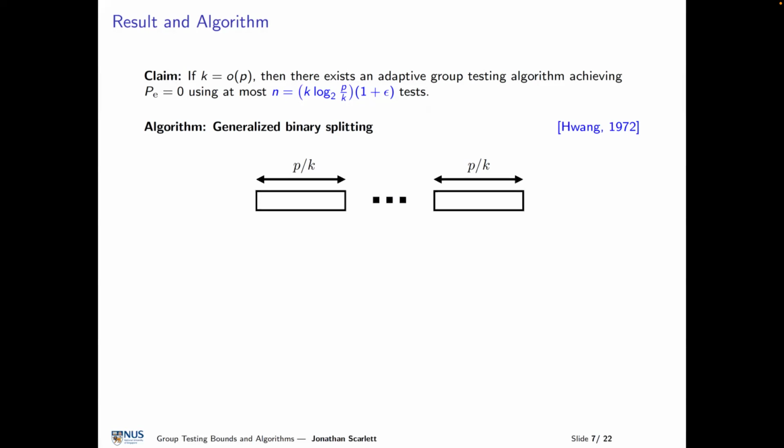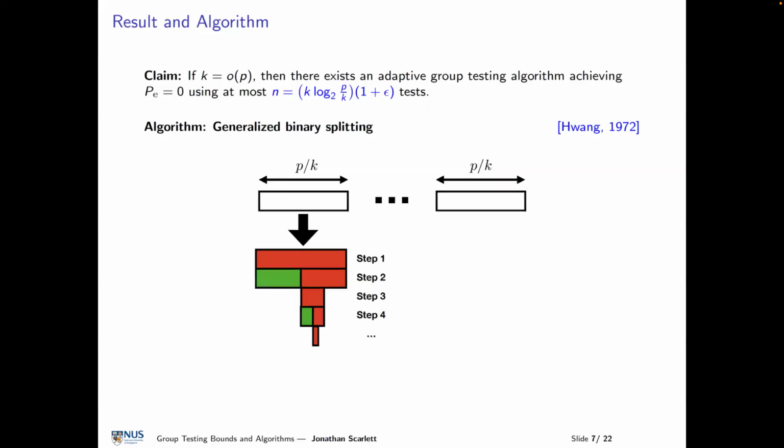Here's a version at least that knows k. If you don't know k, you could use a few tests to estimate it, at least in the adaptive case. So let's just say k is known. It's not that important. I'm going to split the p items into groups of size p over k, and then I'm basically going to do binary search type subroutines to identify one defective at a time on these groups. So yeah, here's a set of size p over k.